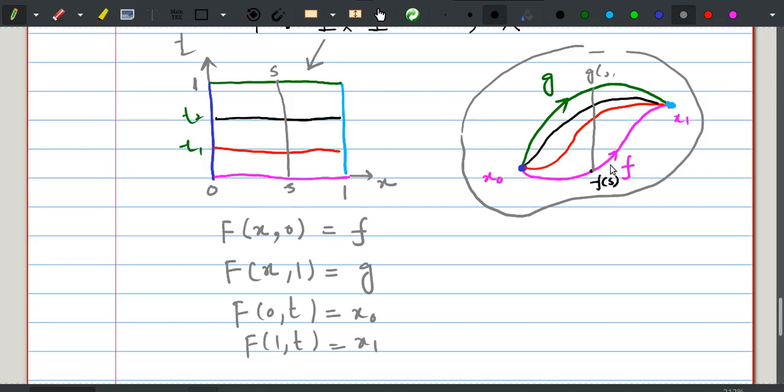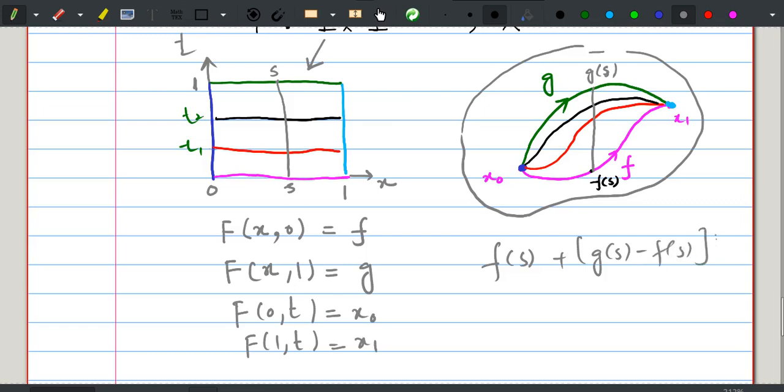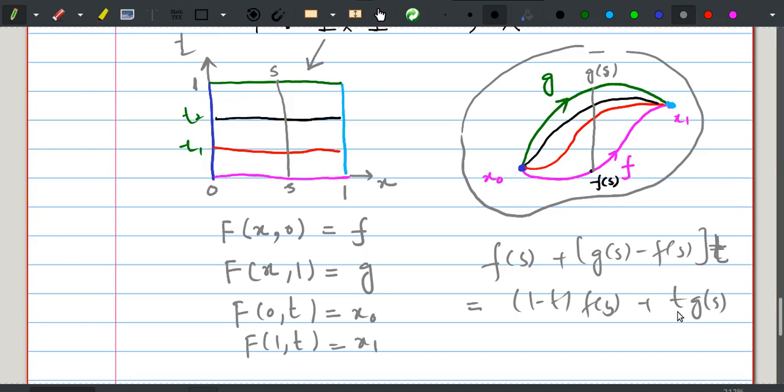This is because the line through f of s and this g of s is linearly parameterized as f of s plus g of s minus f of s times t. So this is the fixed point, and this is the line segment between these two points, which is the same as 1 minus t of f of s plus t of g of s, with the line segment from f of s to g of s covered by t values in the interval from 0 to 1.